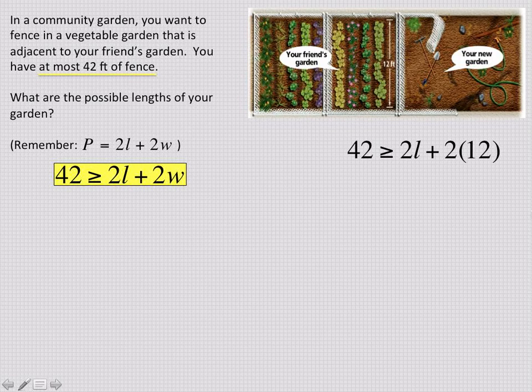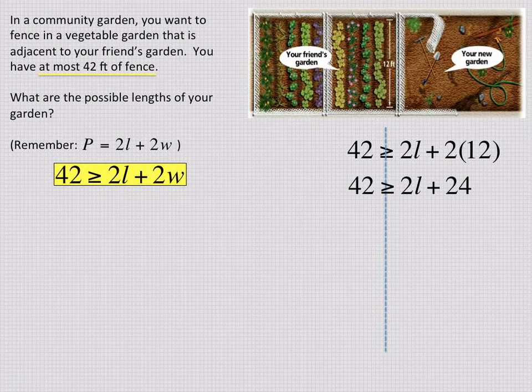So here's my inequality. And I know this width already is 12. They told me that's 12. So 2 times 12 is going to make 24 feet I've already used up. So 42 is greater than or equal to 2L plus 24. All right, and I just got to solve it. So what I'm figuring out has to be smaller than my limit. My limit is 42. This is what I'm figuring out. It's got to be smaller than or equal to 42.